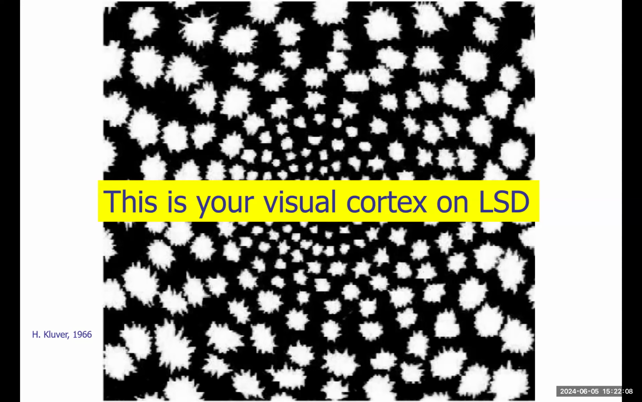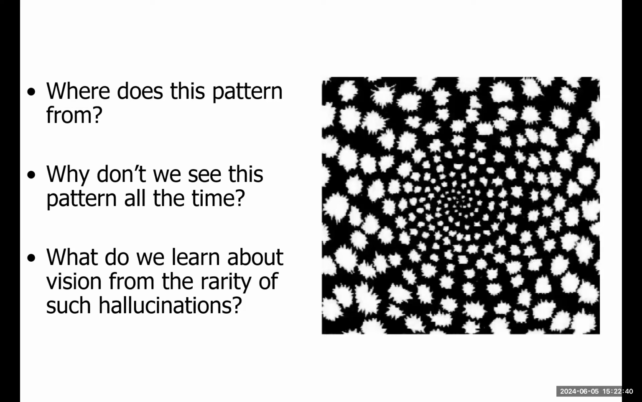If you take certain types of drugs, or you get hit on the head by something, some insult to the brain, then you'll see lots of patterns, and they're regular patterns. There are people who interview those who've had these experiences, so they know how to classify the hallucination patterns that people see. This is one of the main ones. So that's your visual cortex on LSD. Now you might say, well, where does this pattern come from? And the second question we're going to ask is, why don't we see this pattern all the time?